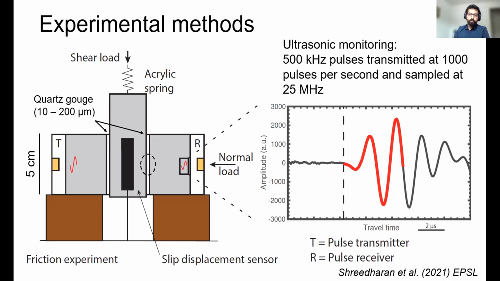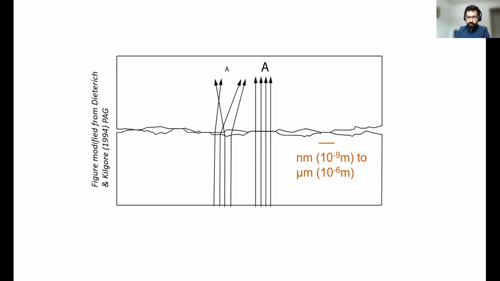So why do we do this? Why do we monitor the ultrasonic waves? To answer this, I want to really zoom into the fault core right here. Even if the faults and cracks look flat and rough macroscopically, on some scale at the microscopic or nanoscopic level, they look something like this. You have grooves and ridges, and you have some degree of roughness.